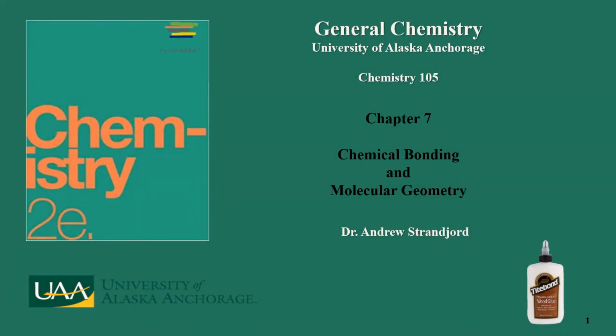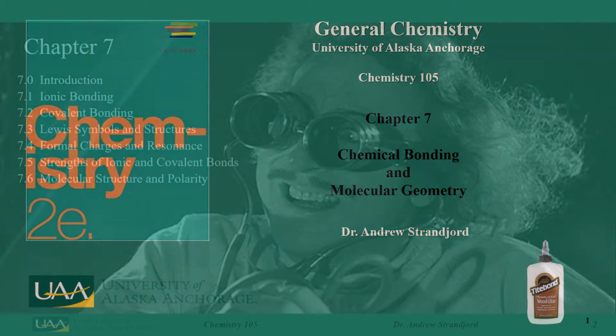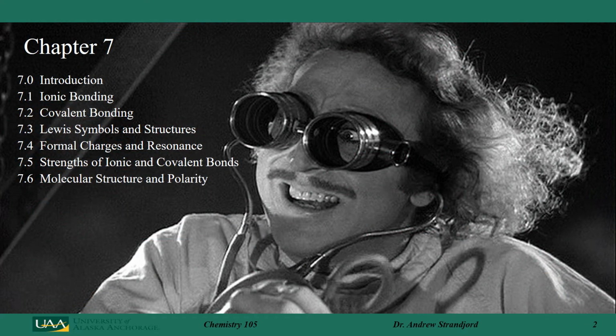This is the lecture material for Chapter 7, Chemical Bonding and Molecular Geometry. In this chapter, I'm going to start off with a brief introduction. Then we'll talk just briefly about ionic bonding and covalent bonding.